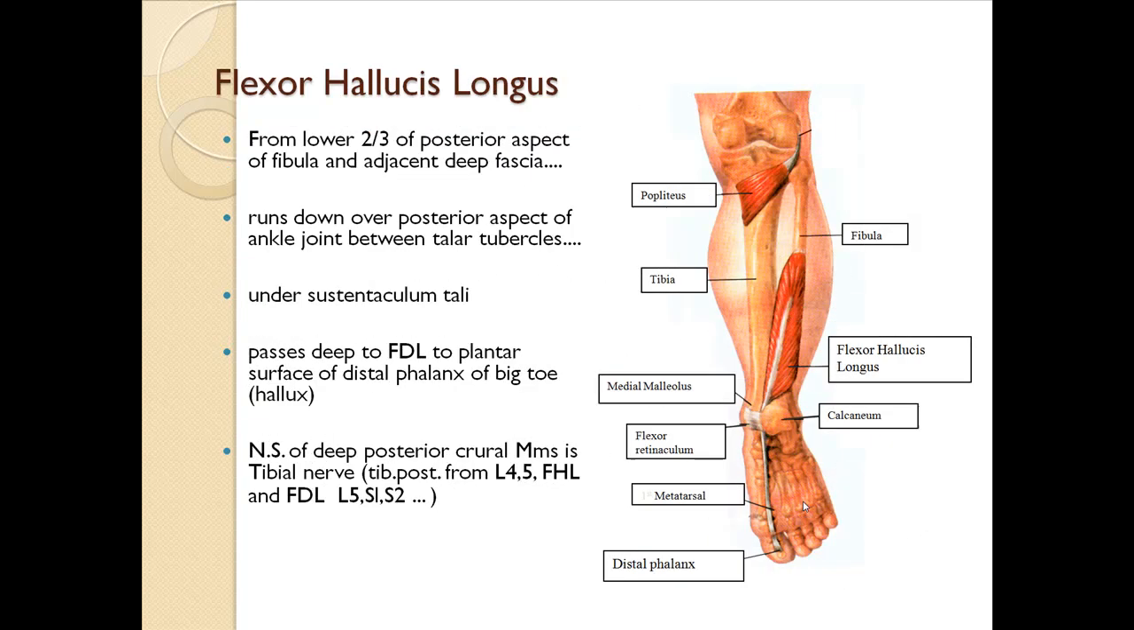brevis. Flexor hallucis longus is a small, incredibly powerful muscle that arises from the posterior aspect of the lower two-thirds of the fibula and adjacent interosseous membrane. It has a short, tight tendon that passes between the two tubercles of the talus, passes underneath the sustentaculum tali before passing to the distal phalanx of the big toe.